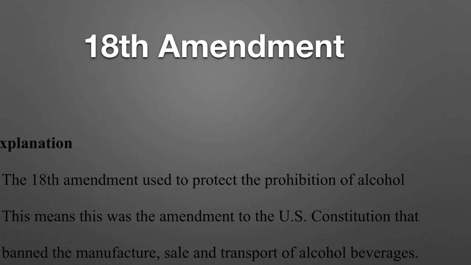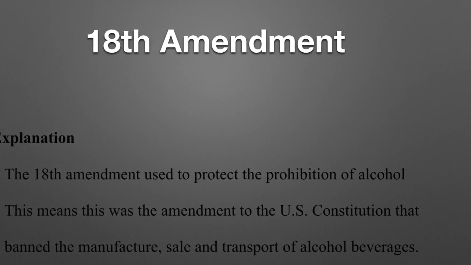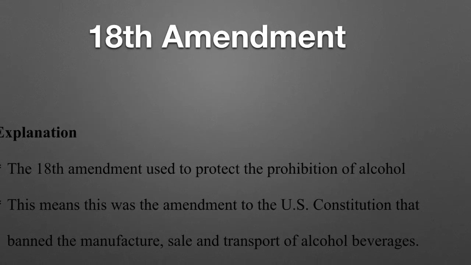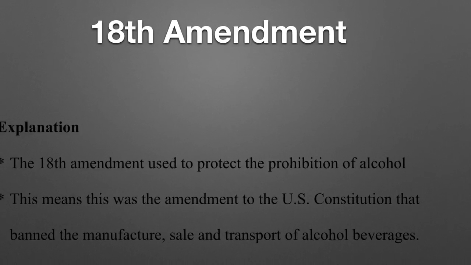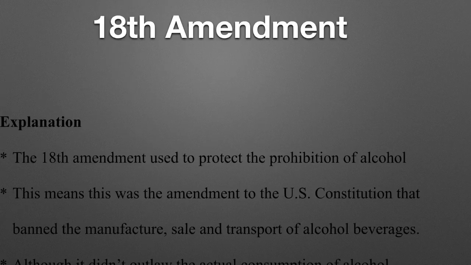Explanation. The 18th Amendment was used to protect the prohibition of alcohol. This means it was the amendment to the U.S. Constitution that banned the manufacture, sale, and transport of alcoholic beverages, although it didn't outlaw the actual consumption of alcohol.